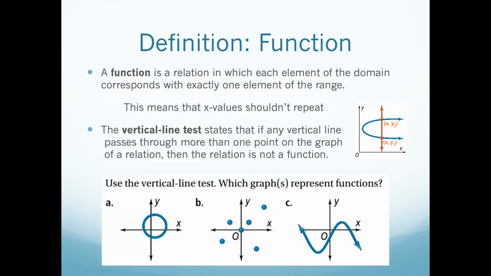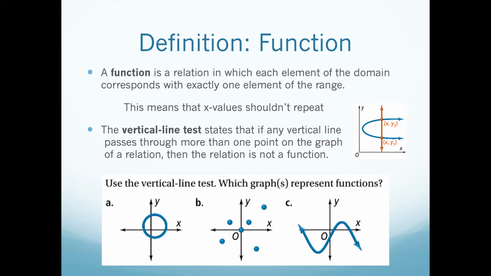Okay, now algebraically, we can see this if our X values repeat in our ordered pair, in our XY chart, or in our mapping, if there's more than one arrow pointing away from an input value. Graphically, how we see that, and this is the way we're used to talking about functions, is with the vertical line test. The vertical line test says that if I can draw a vertical line and it passes through more than one point, then that relation is not a function.